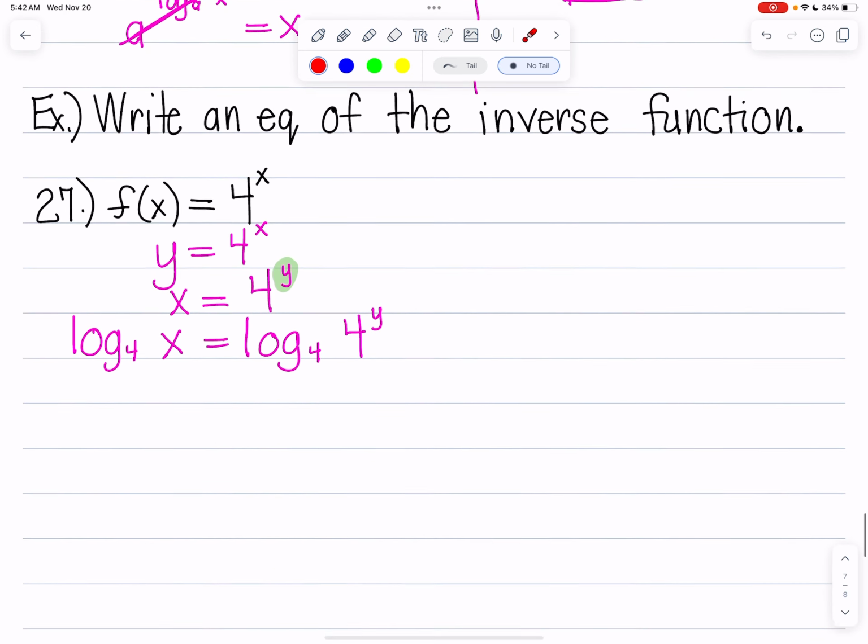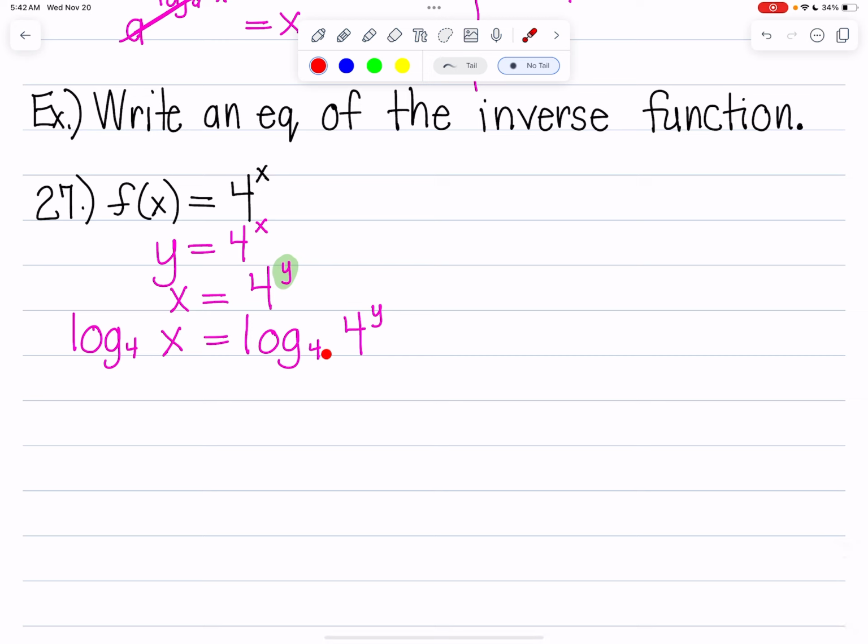So that's the same thing: if you have log of a base and then you have an exponential of that same base raised to a power, these two cancel each other out, leaving you with that exponent, okay? So log base 4 and the 4 as the base cancel each other, leaving you with what? That y. So look what you have: log base 4 of x equals y.